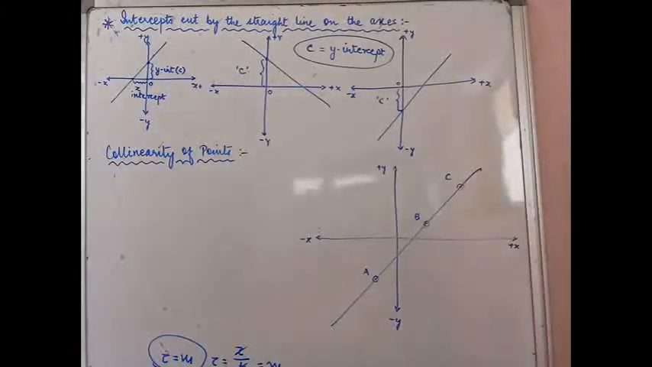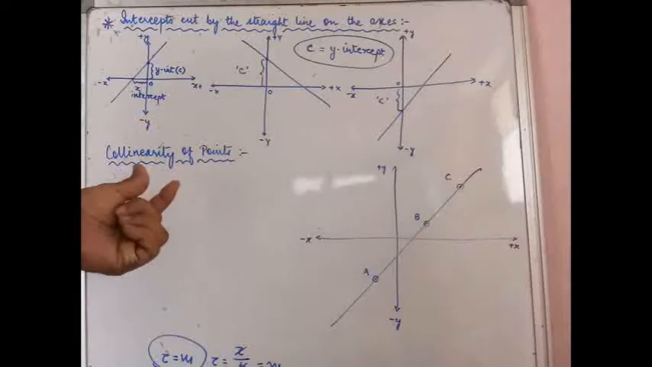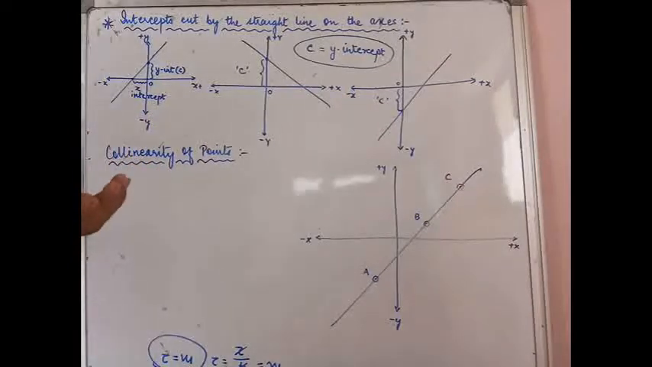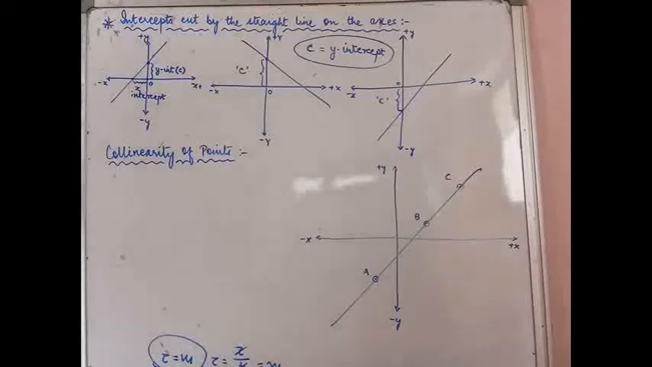Now, having learnt about the slope and the intercept, let us understand the collinearity of points. Collinearity: co is coming from the word same, and linearity is coming from the straight line. So collinearity of points basically signifies the points being in a straight line, having the same slope. So how do we understand?